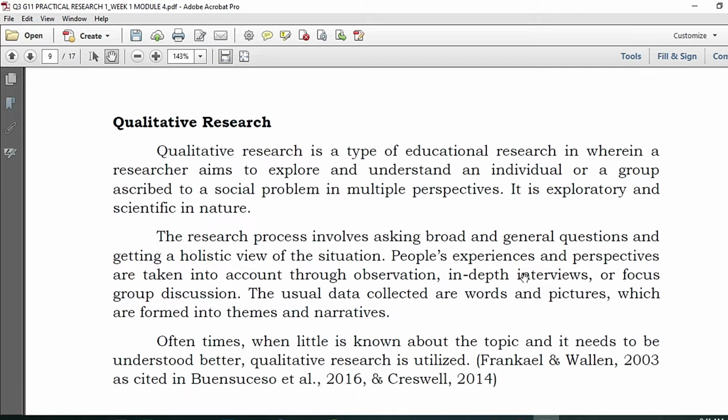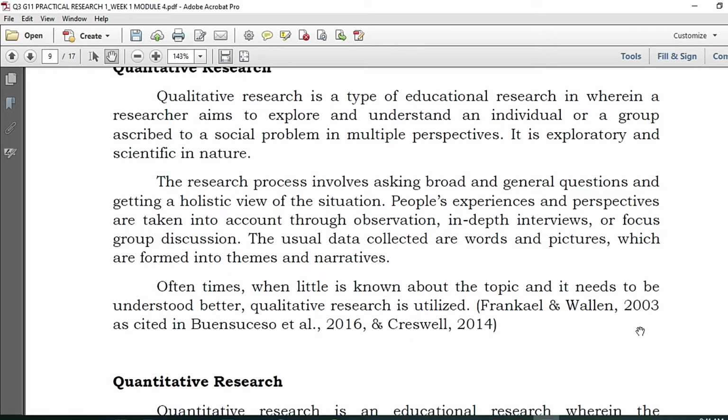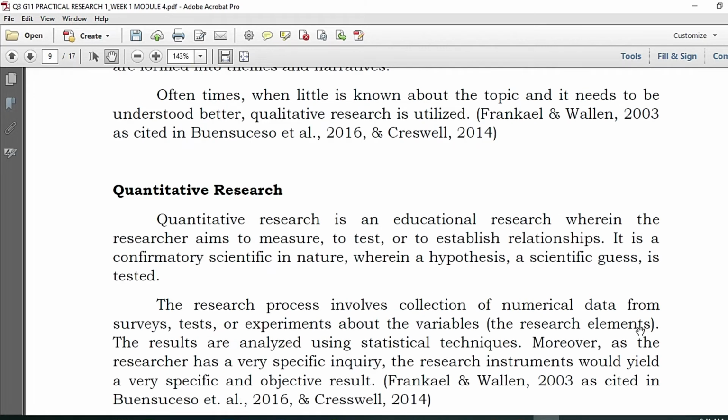The usual data collected are words and pictures, which are formed into themes and narratives. So just like in our activity about Mang Dani. Oftentimes, when little is known about the topic and it needs to be understood better, qualitative research is utilized. That is by Fraenkel and Wallen 2003, cited in Buenaflor et al. 2016 and Creswell 2014. Okay, now let's go to quantitative research.